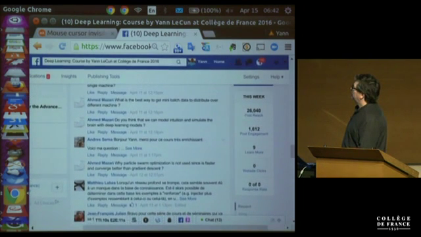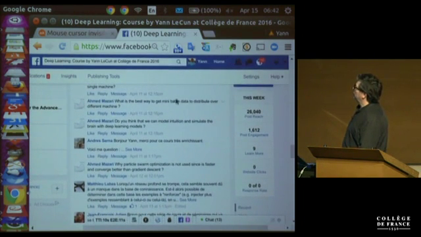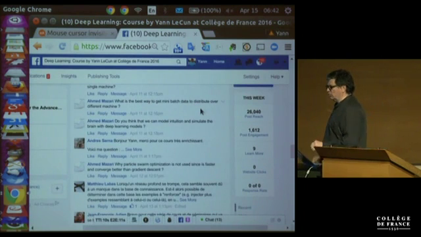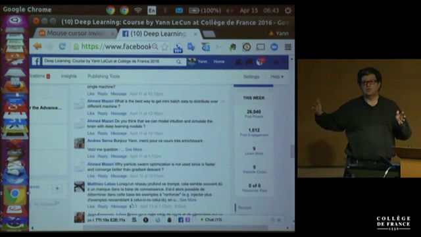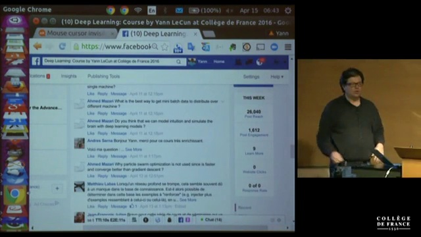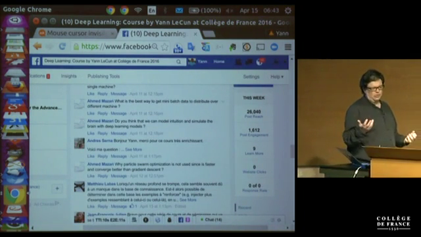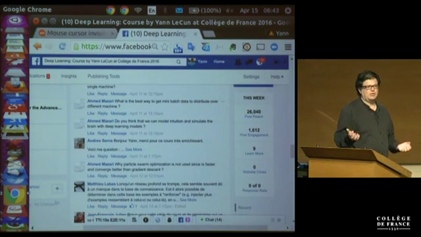Distributed learning. Okay, this is a technical question. What is the best way to distribute calculations on different machines in mini-batches? How do you distribute that? There are two main ways. I spoke about this a bit.